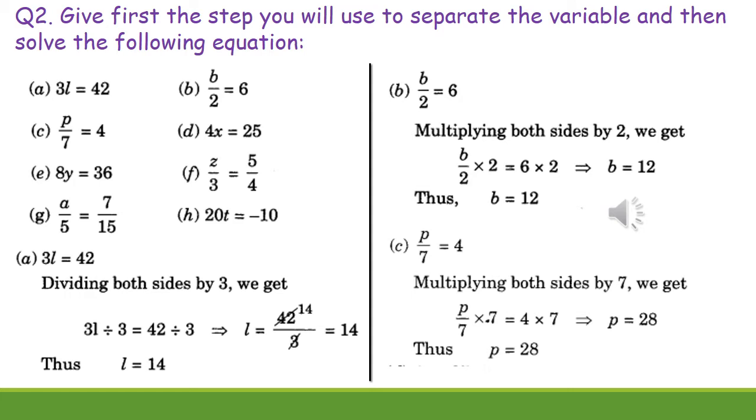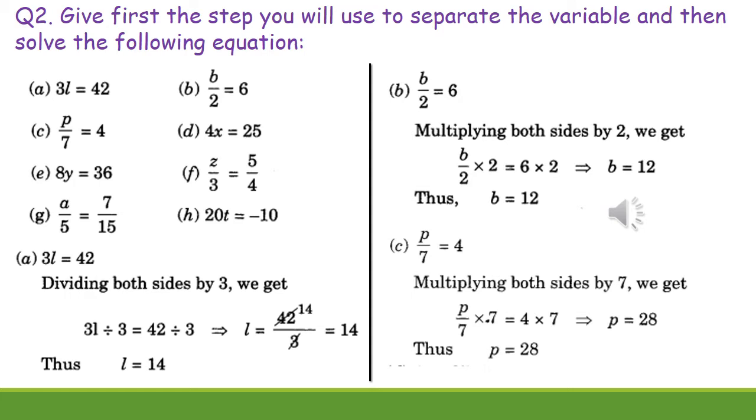Question number 2. Give first the step we will use to separate the variable and then solve the following equation. In the previous sum, question number 1, all the terms had either plus sign or minus sign. But here, along with the variable, the numbers are multiplied or divided. So we have to use the cross multiplication method, or we have to divide or multiply the numbers with the proper reciprocal number. Part A, 3L is equal to 42.